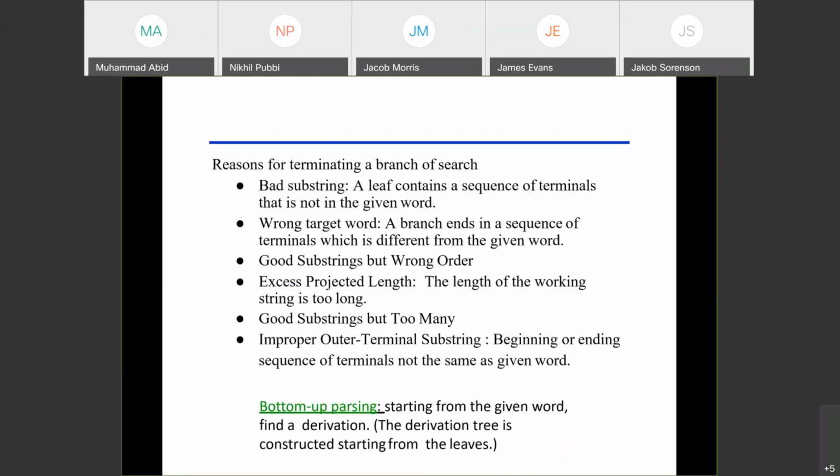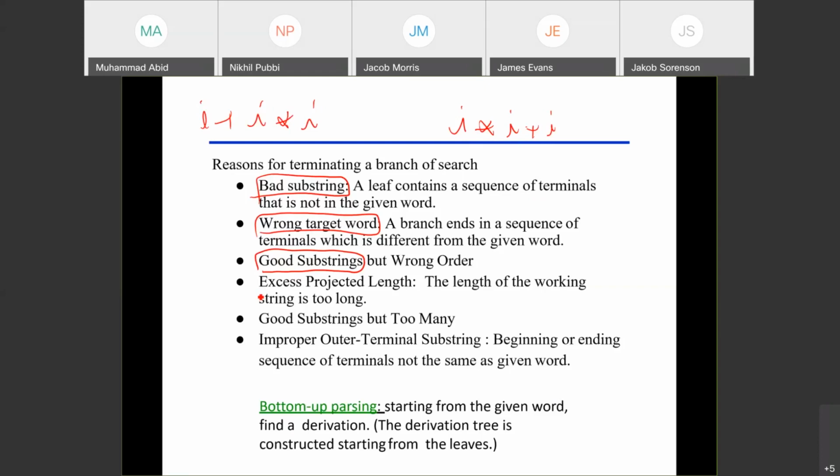Okay, so that's the reason. Now what are the reasons which I just explained to you on my way? These are written here. Maybe it is a bad substring, so a leaf contains a sequence of terminals that is not in the given word. Or maybe it is a wrong target word, so a branch that ends in a sequence of terminals which is different from the given word. So good substring, but wrong order. Maybe you have something good, but you have star before and plus after that. So this is not the target word. The target word is I plus I star I. So all members are good, but in the wrong order.